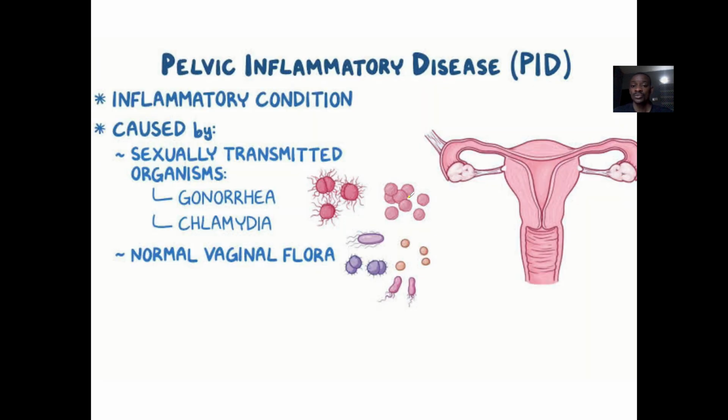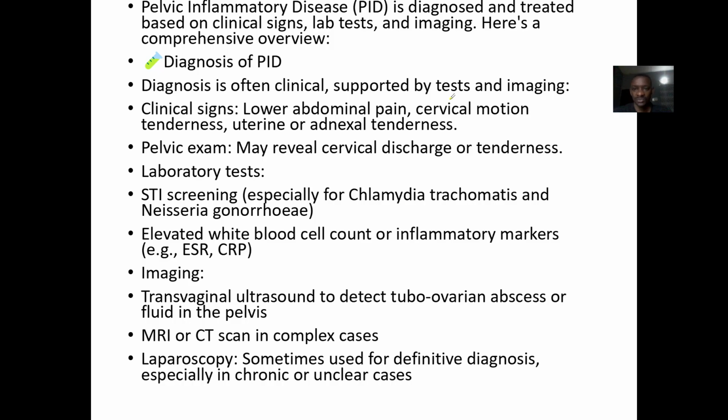Pelvic inflammatory disease, of course, is inflammation of the uterus, the fallopian tubes, and the ovaries. So it's diagnosed and treated based on the signs you can pick up. You send a test to the lab, and they confirm which organism is causing it. Of course, your treatment is also based on which type of organism is causing the issue.